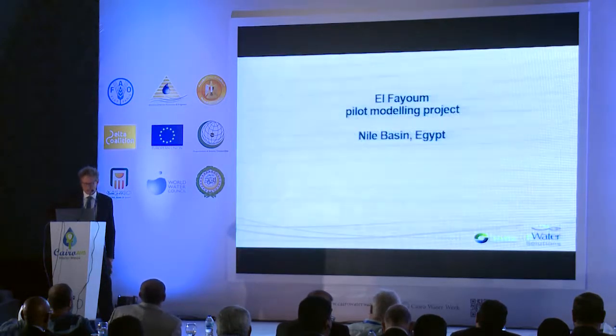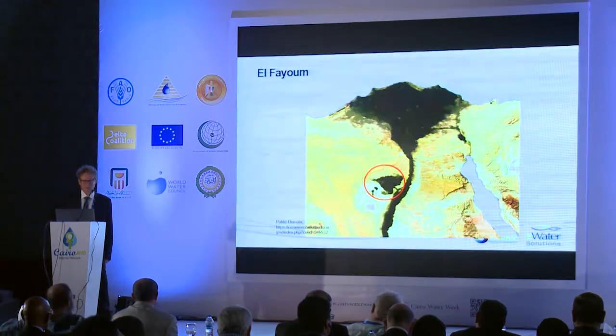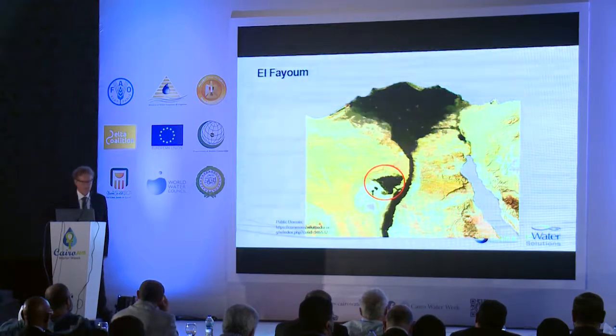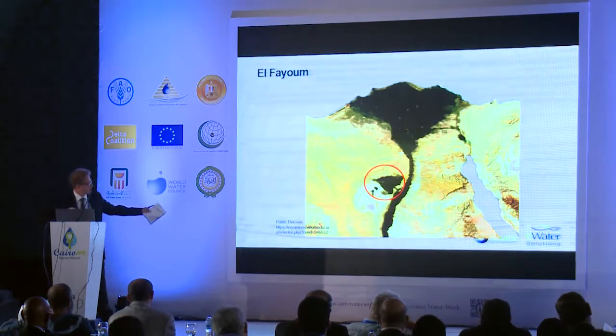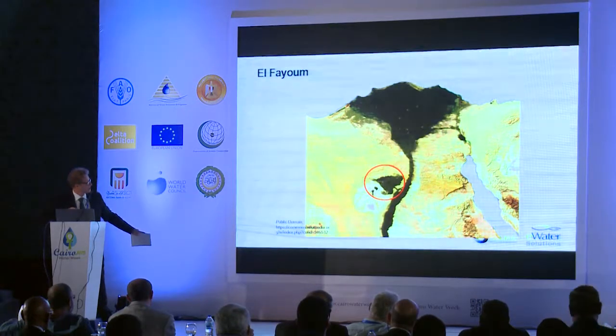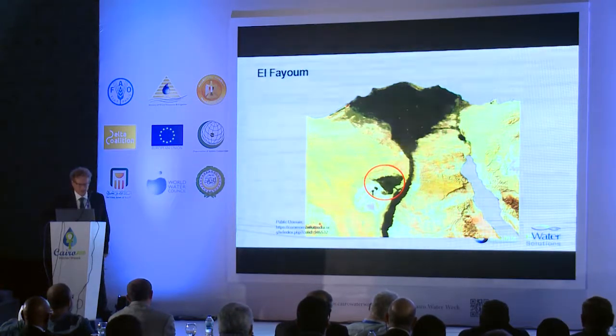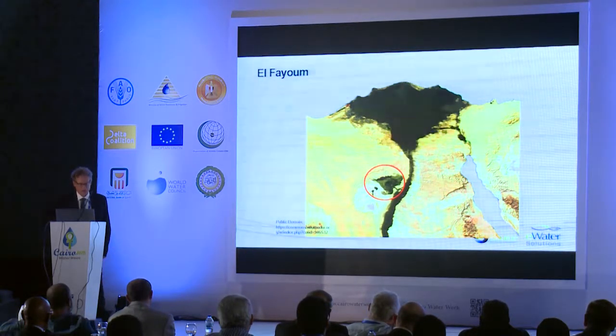I'd now like to move on to an example in the Nile Basin, El Fayoum. We're doing a pilot modelling project there. This image here is a satellite image showing the delta irrigation area and the Nile River coming in, the green strip coming into the delta. And off to the west here you can see the circled area. That's El Fayoum for those who don't know.